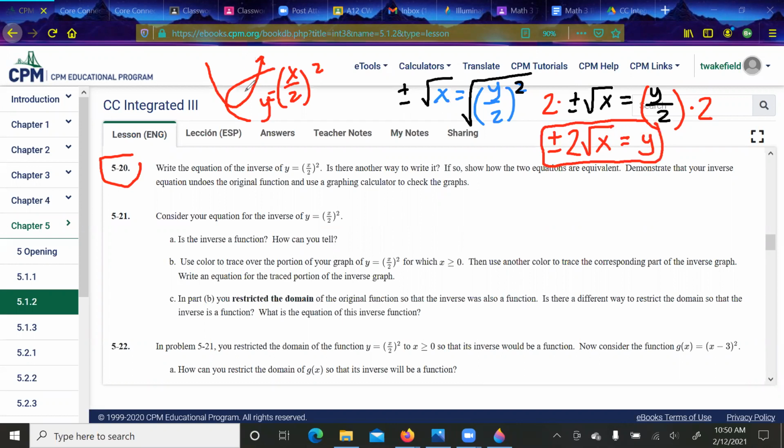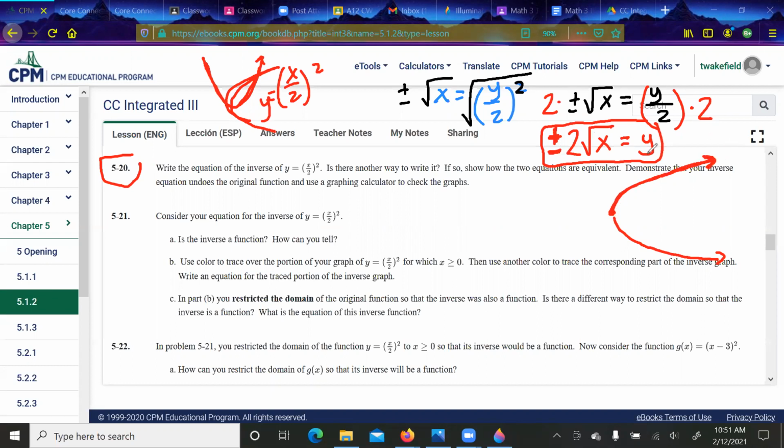So the inverse of this parabola that we did is this sideways parabola. Remember, the square root function goes like this. To get the bottom half, the positive is going to give you the top half, and the negative is going to give you the bottom half. That's why you need a plus and a minus. If you don't have that minus, you only have the top half of the graph.